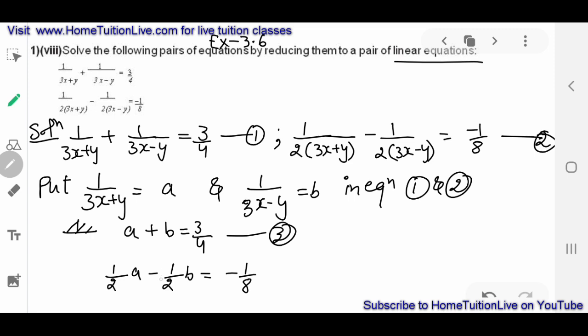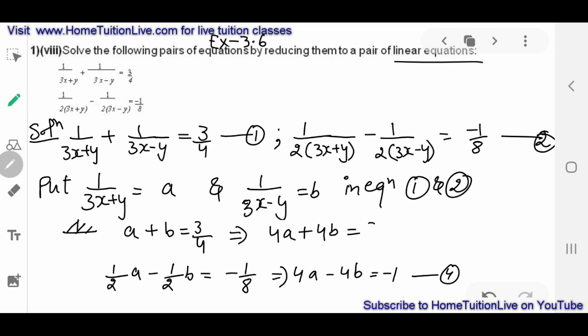We will solve this. We will get 4a minus 4b equals to minus 1. So this is our fourth equation. In the same way we will solve this. This is 4a plus 4b equals to 3. This is our third equation.